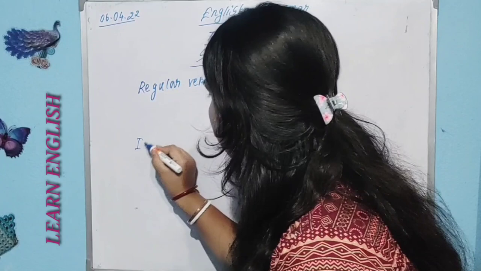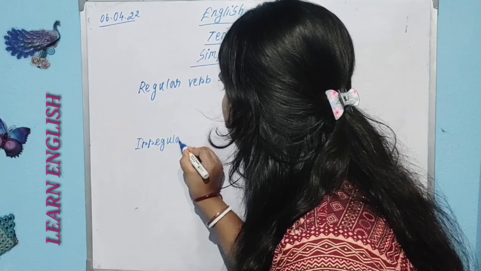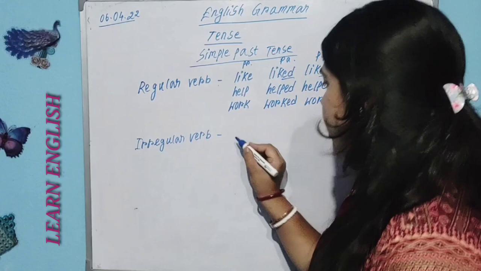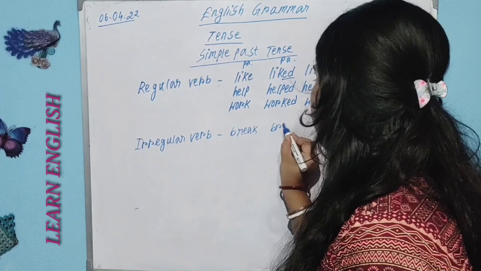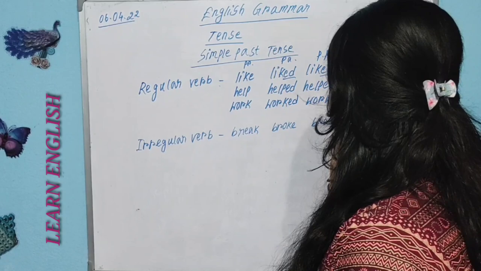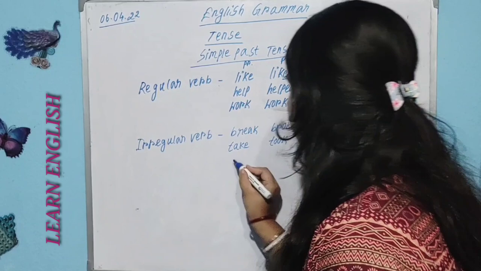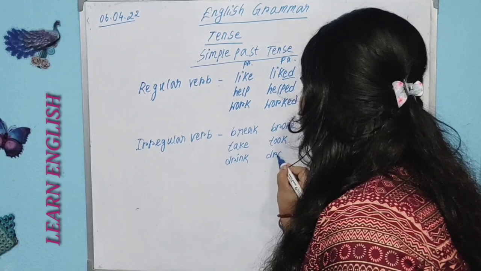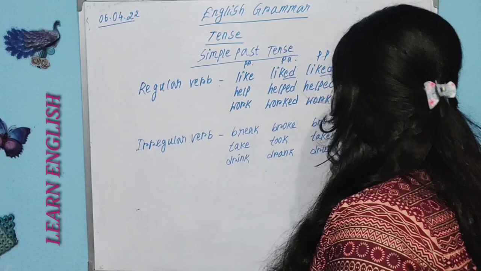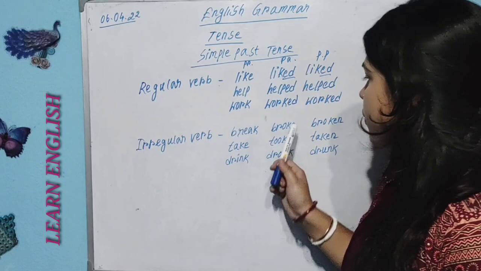And irregular verbs, I will give you some examples, like break, broke, broken. Take, took, taken. Drink, drank, drunk. So here we can't add ed to the past form and past participle form of the verb.